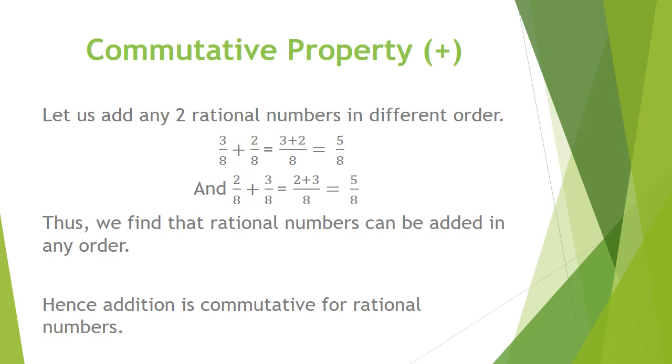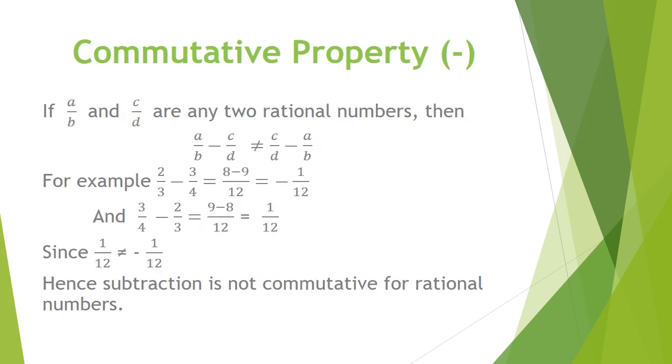Now interchange their places. In this case, we will add 2 by 8 plus 3 by 8. Answer is again 5 by 8. Thus we find that rational numbers can be added in any order. Hence addition is commutative for rational numbers.